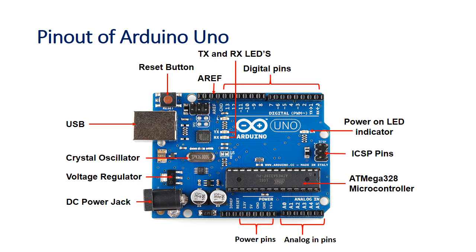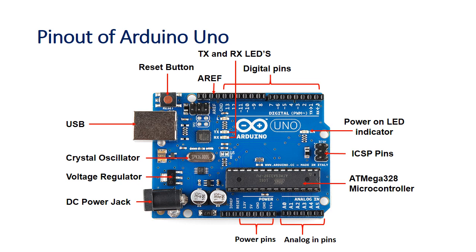Arduino Uno has 6 analog input pins: A0, A1, A2, A3, A4 and A5. And here we can connect any of the analog sensors such as temperature sensor, humidity sensor, or any type of analog sensors we can connect to the analog input pins.